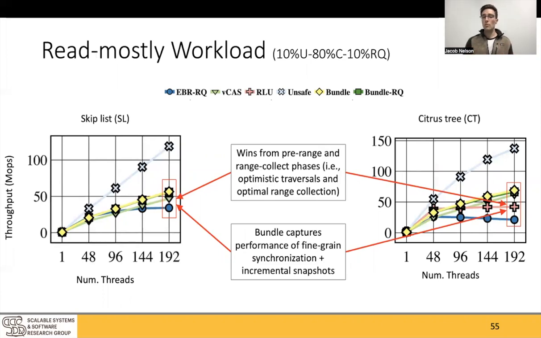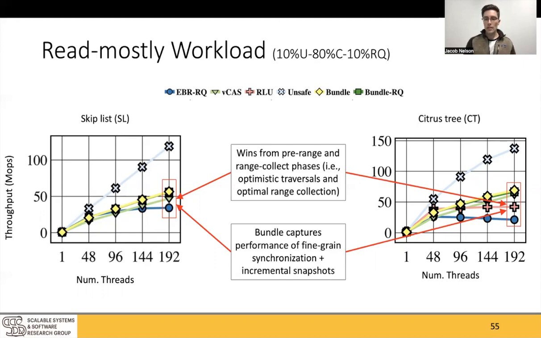Now, if we transition to a read-mostly workload where we introduce 10% writes, but still have a majority of reads, we start to see some interesting things happen with some of the other techniques. We still get good performance because of our optimistic traversals and our incremental approach. And now we see that RLU in the presence of updates is actually suffering an unfortunate amount because it has to synchronize with our range queries and our reads. On the other hand, we're able to capture the fine-grained synchronization of the underlying data structure and also leverage the incremental snapshots to balance performance of both range queries and reads and updates as well.